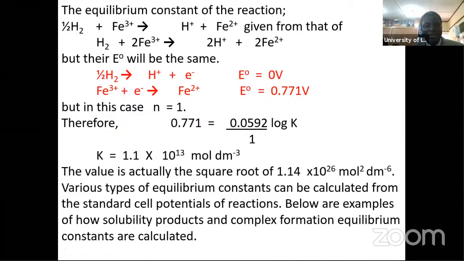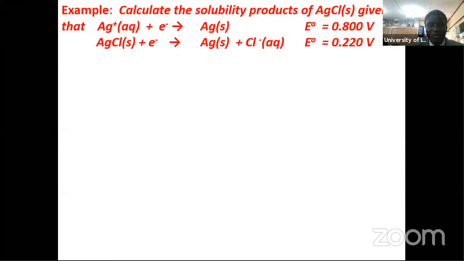So there are other examples of equilibrium constant that you can calculate: solubility product, for instance, complex formation equilibrium, for instance. There are various types of equilibrium constants. So we go ahead now and look at some of these examples. This is for solubility products. You have your silver plus 1 electron giving you silver solid, and if you have your silver chloride plus 1 electron giving you silver solid plus chloride minus.